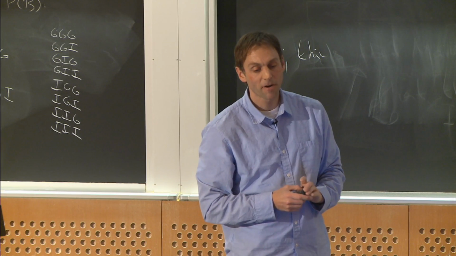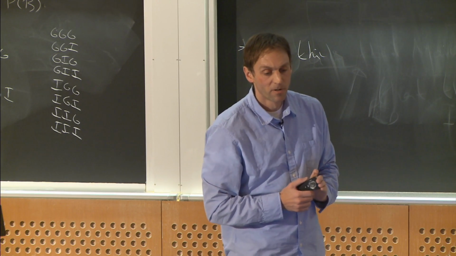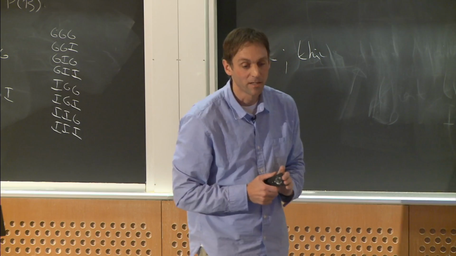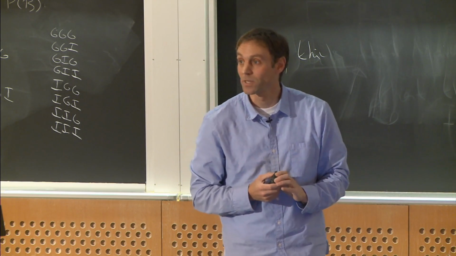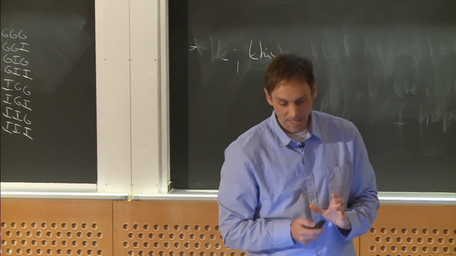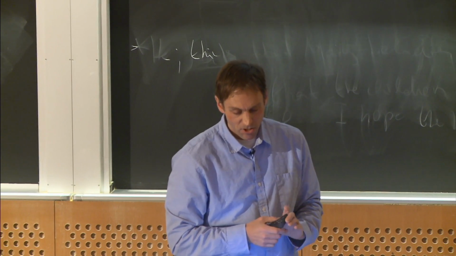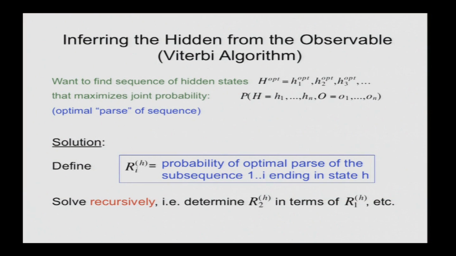Okay? And that's often the language of linguistics that is used, and it's called the optimal parse of the sequence. You'll see that sometimes. I might say that. Okay. So the solution is to define these variables R_i(H), defined as the probability of the optimal parse of the subsequence from 1 to i, okay?